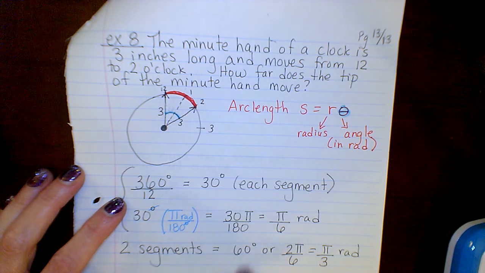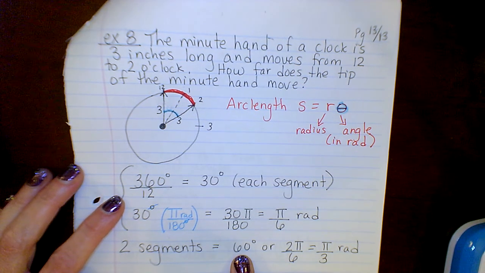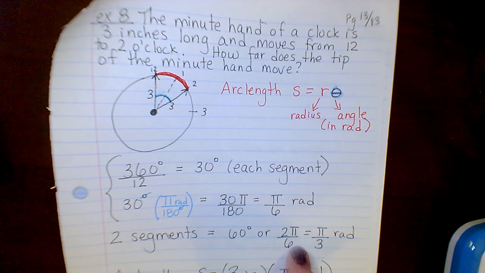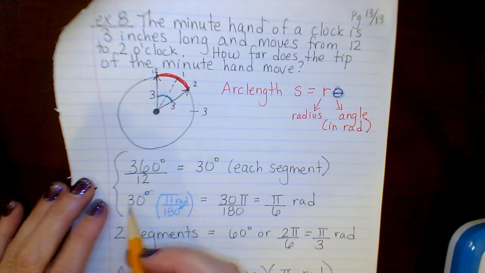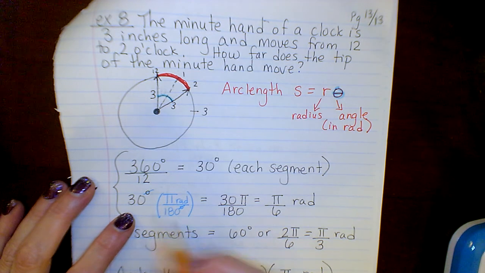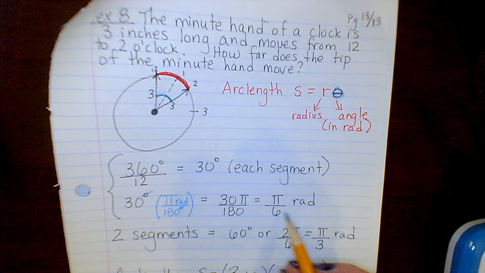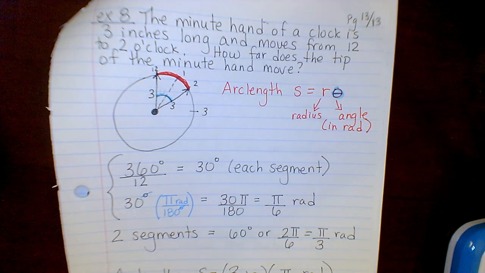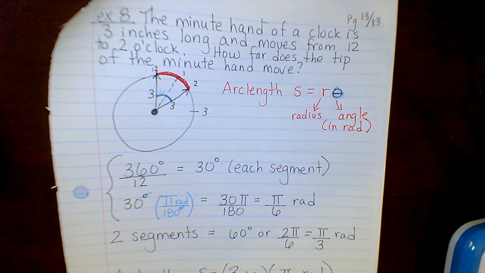So 2 segments would be 60 degrees. 60 degrees is the same as 2 pi over 6 or pi over 3 radians. So right here I just went ahead and changed 30 degrees to radians by using that conversion factor, where those degree units cancel, and I get 30 pi over 180. Now some of these angles you're going to see more than others, and you just might get used to seeing these. If you've had a trig class before, you may just already know that 30 degrees is pi over 6, or 60 degrees is pi over 3. Some of those just kind of stick with you.